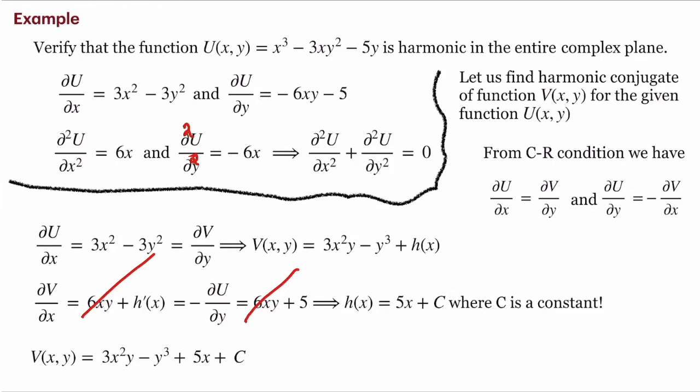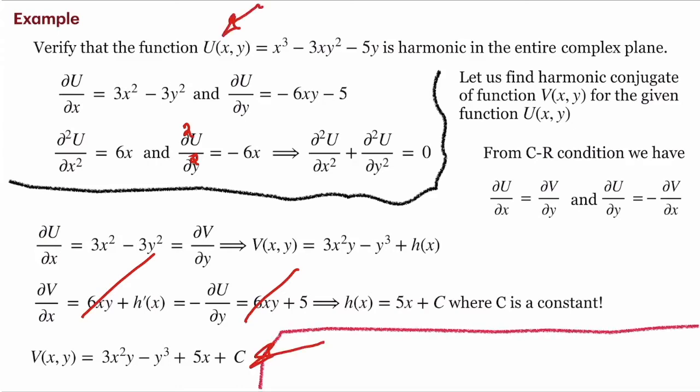Now we have found that v of xy is equal to 3x square y minus y cube plus 5x plus c. So these two are the functions which are harmonic conjugates of each other. We can see that they satisfy the Cauchy-Riemann condition, and both satisfy the Laplace equation. Now the next question that comes up is about uniqueness.